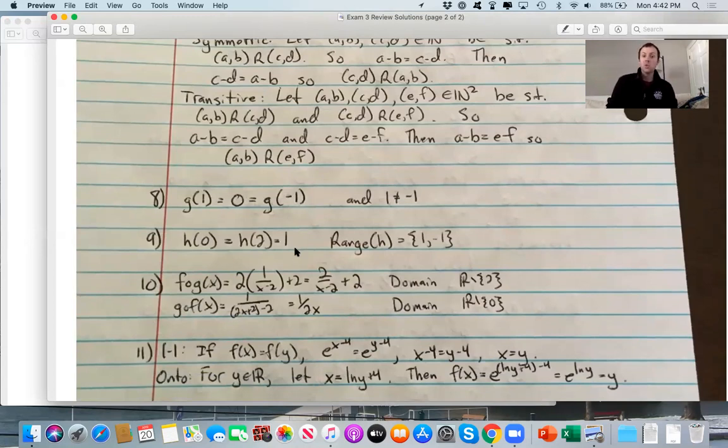There are only two possible outputs. So the range is these two numbers, 1 and -1. And all of the even numbers get sent to 1, and all the odd numbers get sent to -1. So it's not even that there are different inputs going to the same output, but each output gets used infinitely many times. So it's really not one-to-one.